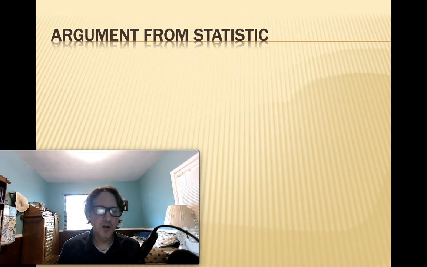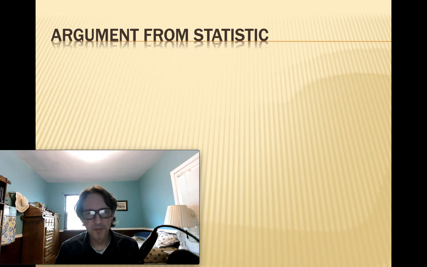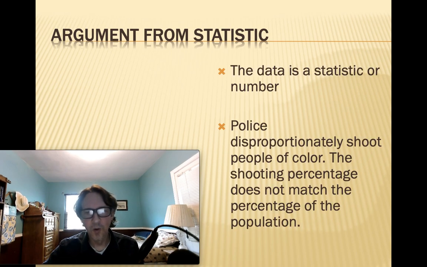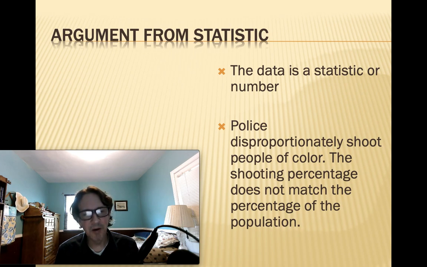The final one, and closely related, is argument from statistic. This is where your data is a statistic or a number. So, for instance, police disproportionately shoot people of color. Maybe I would have a specific statistic here, like 73% of police shootings are against people of color. Or I might say the shooting percentage does not match the percentage of the population. So, African Americans are 15% of the population, but they constitute 40% of the police shootings.